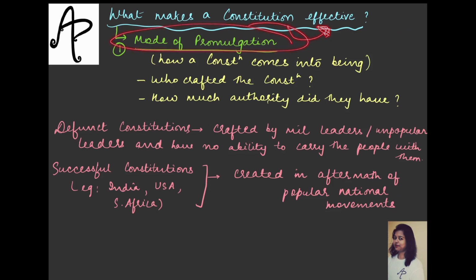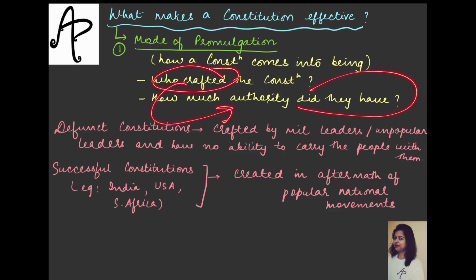the mode of promulgation, which means how a constitution was made, or how the constitution came into being, who crafted the constitution, and those who crafted the constitution, how much authority did they have. All of these questions, so basically the method or the mode or the means by which it was done.